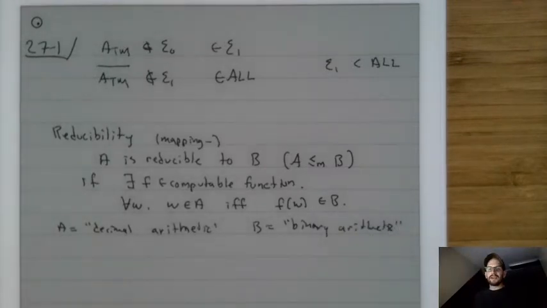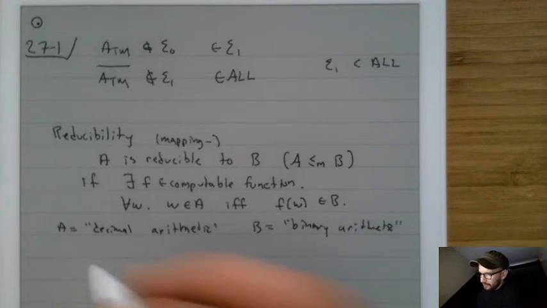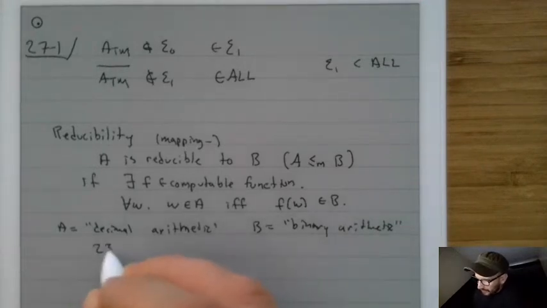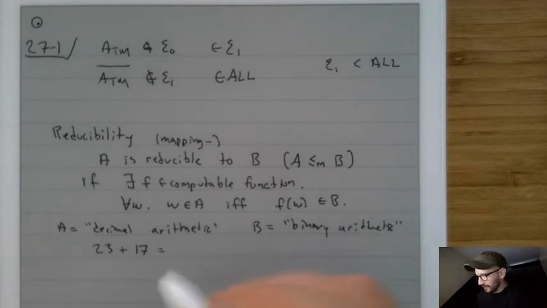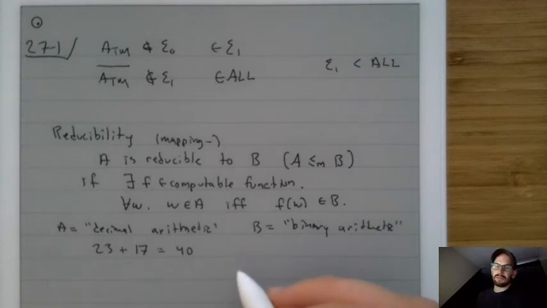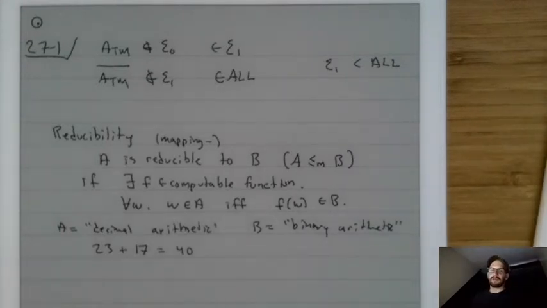I have a computer here that can do binary arithmetic, but what I really care about is doing decimal arithmetic. So I would like to be able to write 23 plus 17 equals something. What is it supposed to equal? It's supposed to equal 40. And I want to be able to convert that problem into a binary problem. I'm going to open up my little calculator so I can figure out what these things are in binary, because I don't know off the top of my head.